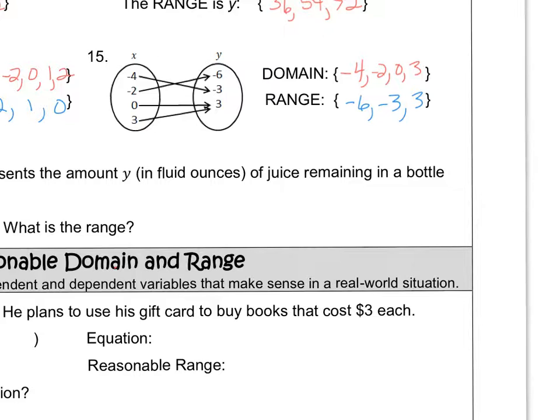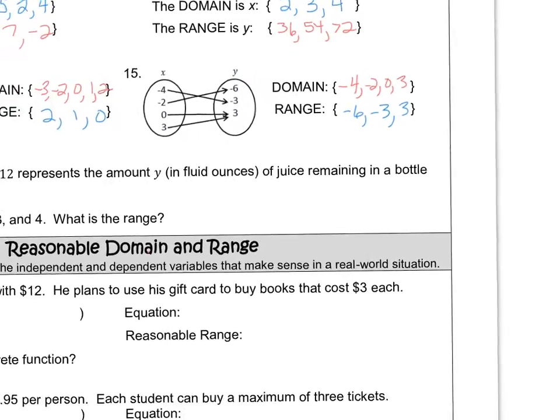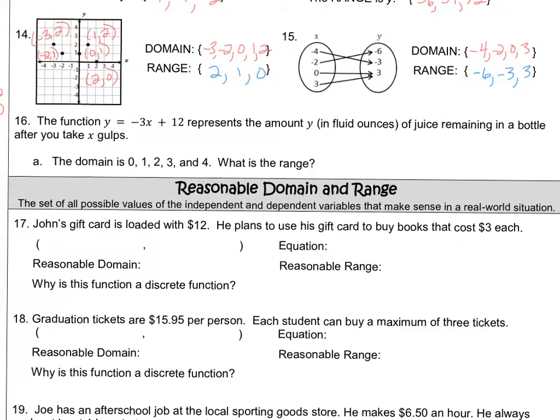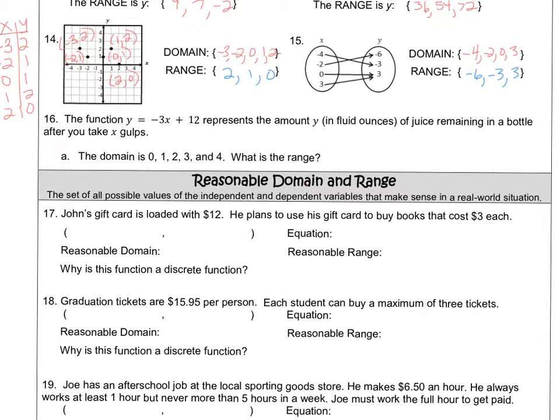Now let's look at number 16. On number 16, they have given us a situation where we are finding out how much fluid or juice is left in a bottle after taking X number of gulps. I can count the gulps that I'm taking. That makes us discrete data. And they've given us the domain. They've given us the X values. So we can write a XY or an in-out table and put all of our X values in.